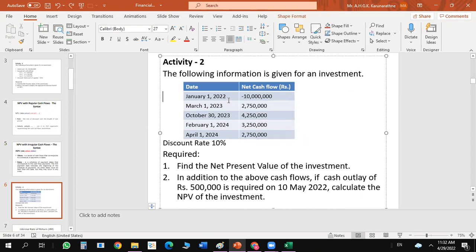Let's say 1st January 2022, we have estimated, we are planning to invest 10 million. Then March 2023, 2.75, 30th October 2023, 4.25, February 1st, 3,250,000, and 1st April 275,000. So these are the future expected cash flows.